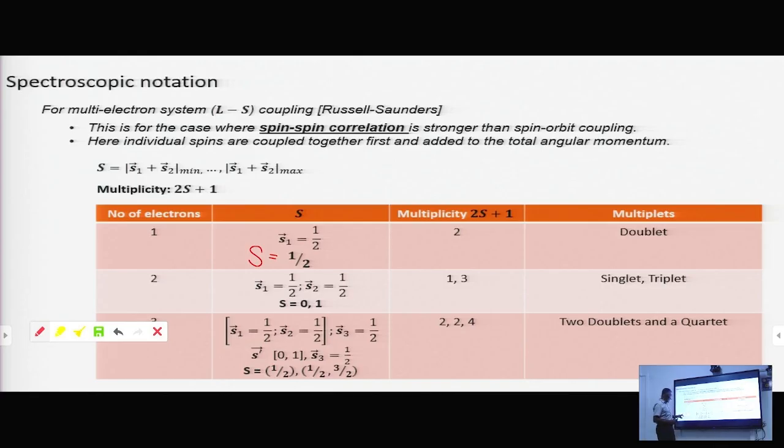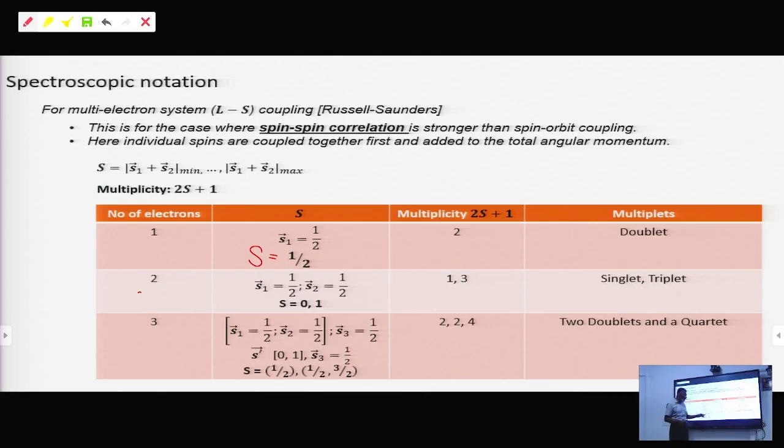Now suppose you have two electrons. S1 is half, S2 is half. So now the minimum is half minus half, which is 0, and then you go up in steps of 1. In this case, that is the maximum as well. Sometimes it can go higher than that, but in this case the maximum is half plus half, that is 1. So it goes from 0 to 1. We will see the next case goes much higher than that.